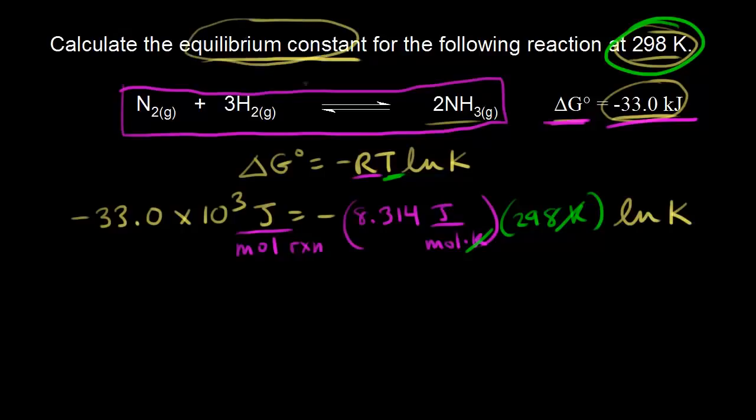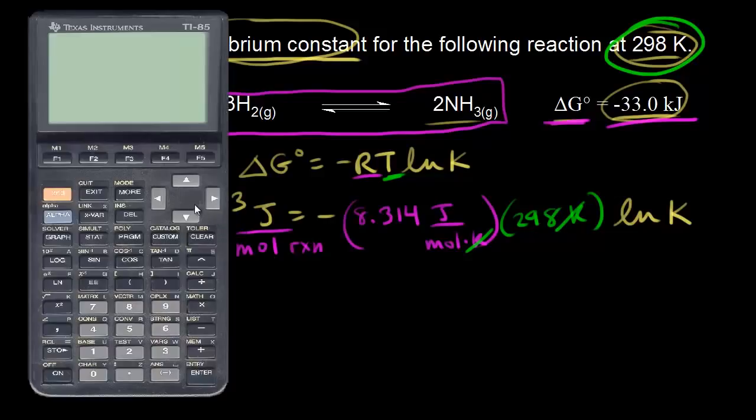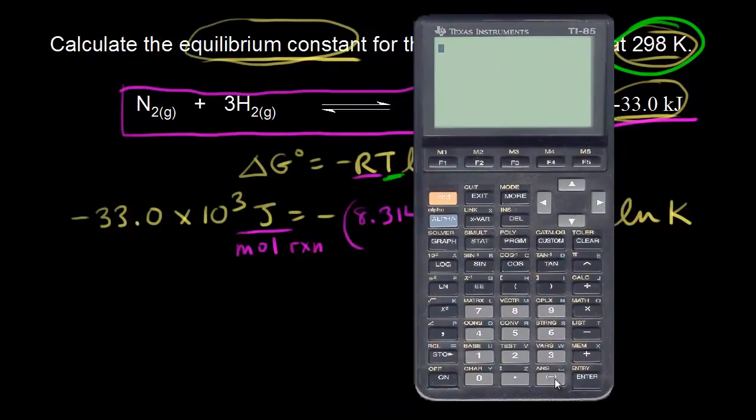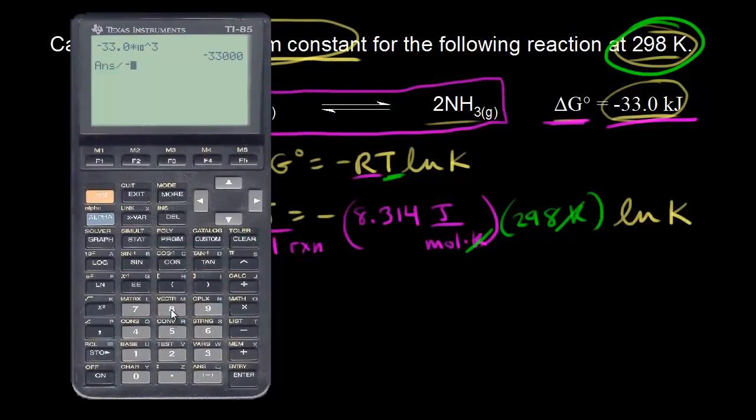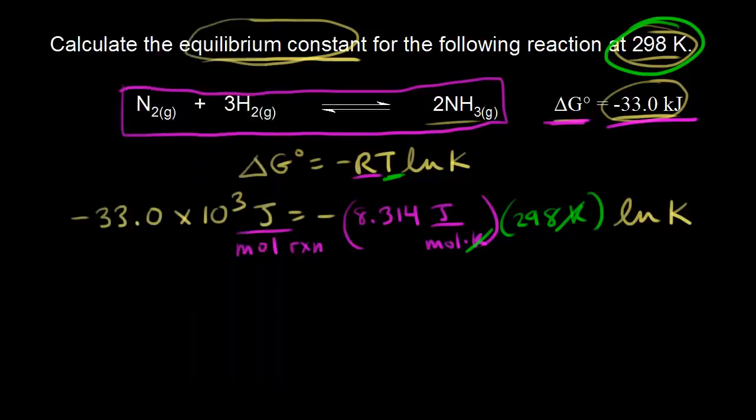So let's get out the calculator, and we'll start with the value for delta G0, which is negative 33.0 times 10 to the third. So we're going to divide that by negative 8.314, and we'd also need to divide by 298. And so we get 13.32. So now we have 13.32, right? So our units cancel out here, and this is equal to the natural log of the equilibrium constant K.